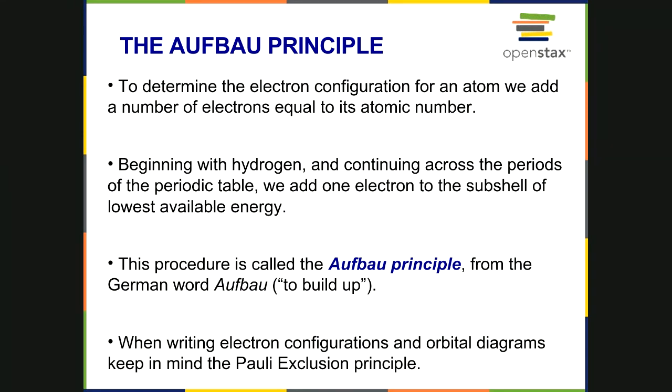So think of it like making a stack of books, okay? You have to put the books on the bottom of the stack before you can put the books on the top of the stack. You can't build a stack of books at the top going down. Well, same with putting electrons in orbitals. We start with the bottom levels, and then we build up from there.